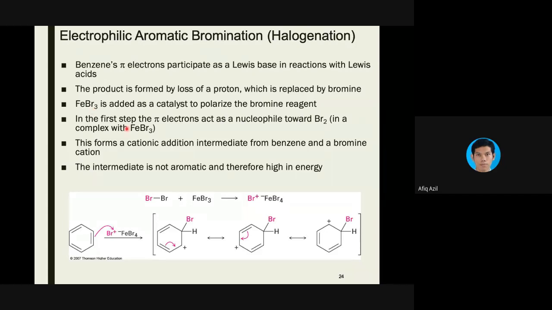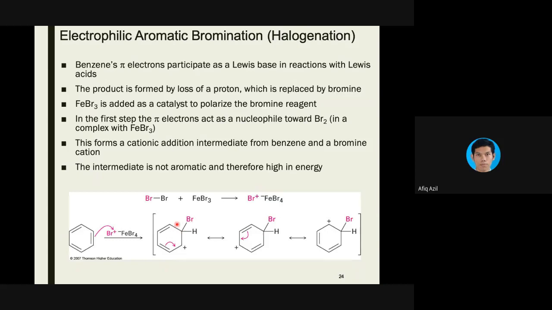So the function of this iron bromide is to slightly polarize your bromine so that one part of it is positive. So the benzene ring, the electron-rich benzene ring, can attack the positively polarized bromine. Then you have this arenium ion, or the delocalized cyclohexadienyl cation. So these are the resonance structures.